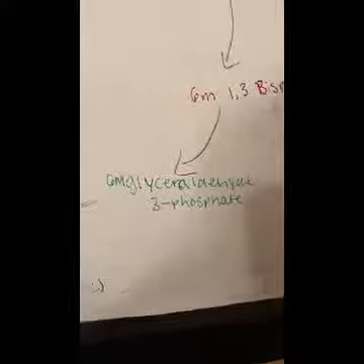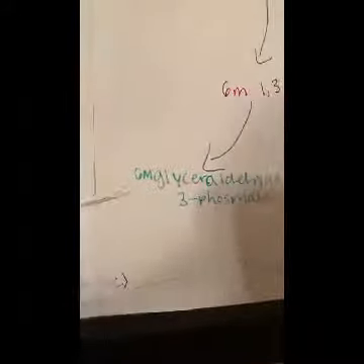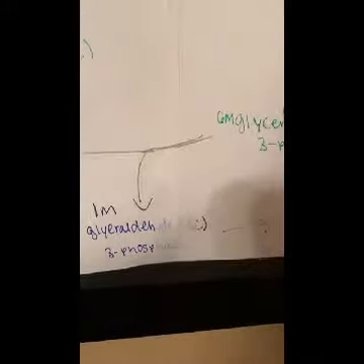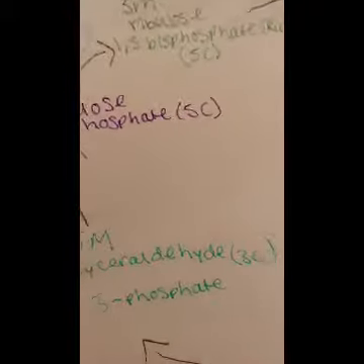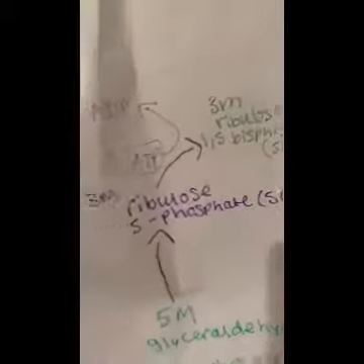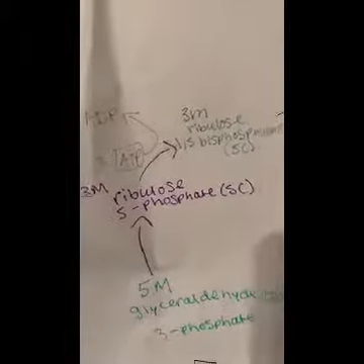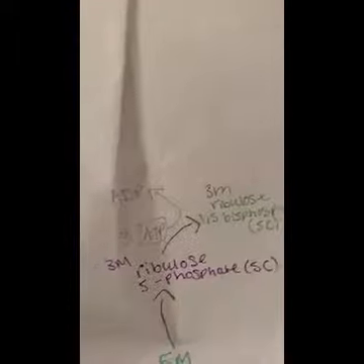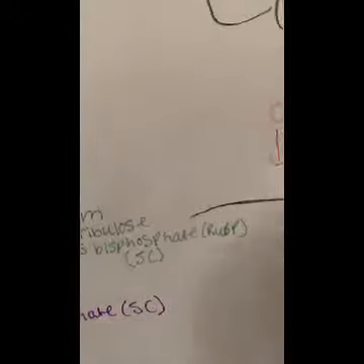And then you have the glyceraldehyde 3-phosphate next. And then here, in the middle of the cycle, you have the glyceraldehyde 3-phosphate again. And then it goes to the ribulose 5-phosphate. And then you have the ATP-ADP again up here. And then you have the ribulose bisphosphate.